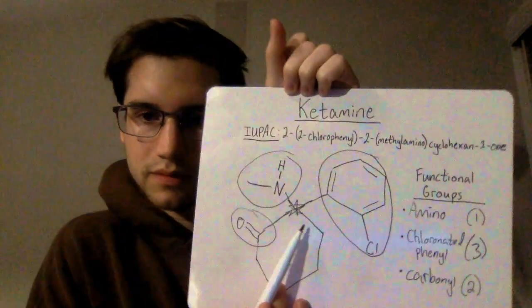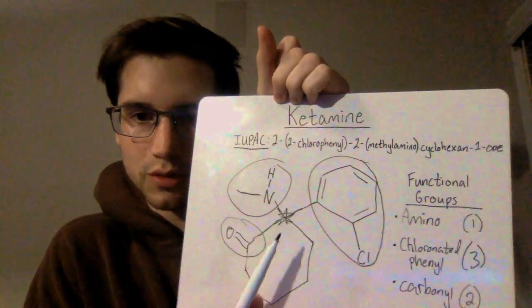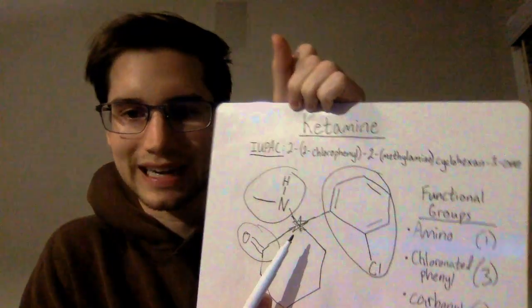Okay. Right in the middle is our chiral carbon. This is our chiral center. So it has four different functional groups. The one that you don't see is a hydrogen, which I will draw now.